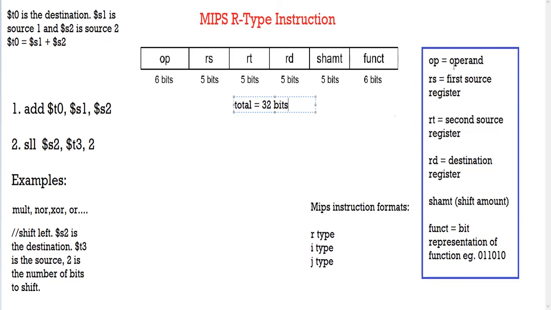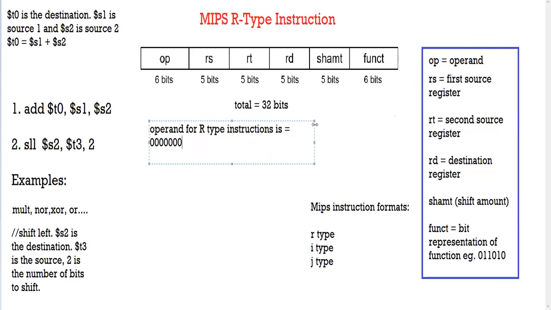The operand is 6 bits, and as a rule for R-type instructions, the operand is always equal to 6 zeros. So whenever you're representing an R-type instruction, begin with the operand and begin with 6 zeros. Don't forget that. This is really, really important. So I'm marking that in red.